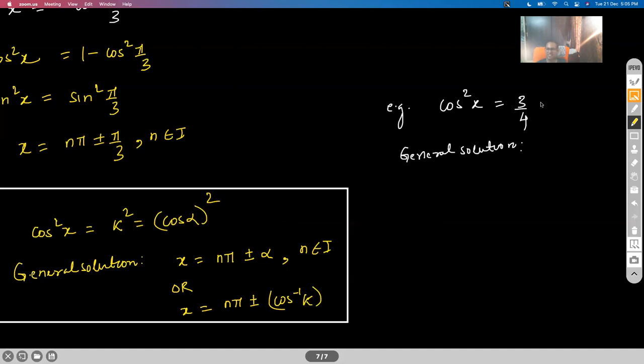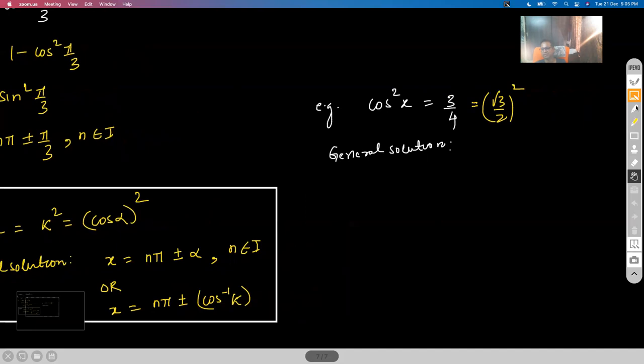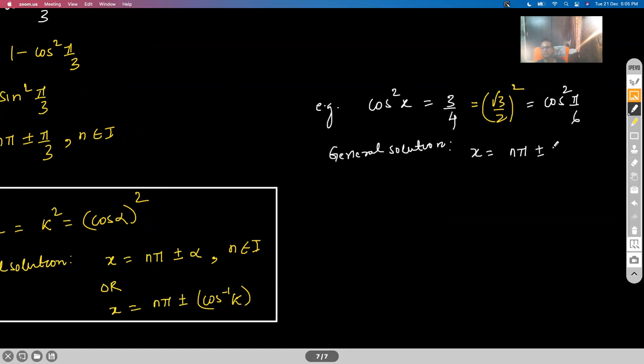Done. Okay, so 3 by 4 is nothing but root 3 by 2 the whole square, correct, which is nothing but cos of pi by 6. So cos pi by 6 whole square, so the general solution will be x equal to n pi plus minus pi by 6. Is it fine? Any questions, any concerns? Okay, great.